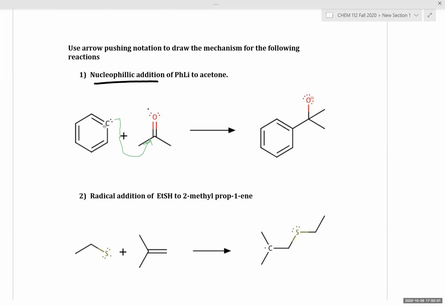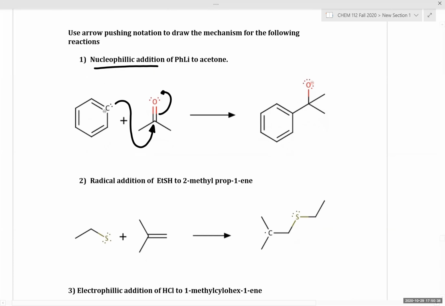Okay, so we have our first arrow drawn. And as we form that new bond, what happens to our double bond? Yep, exactly right. Perfect. So for this nucleophilic addition, we draw the attack towards our electrophilic carbon, and we break our pi bond to generate a lone pair on oxygen. Perfect. Exactly right.